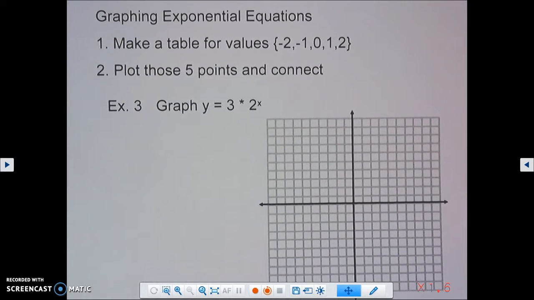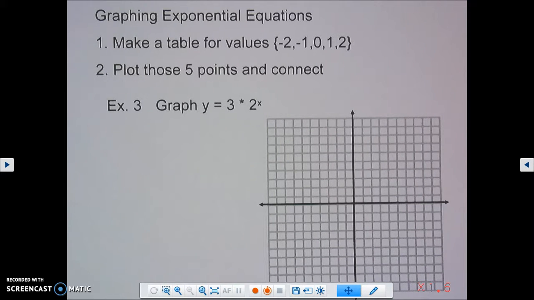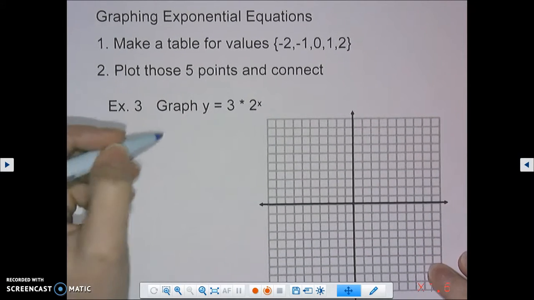We're going to use that evaluation to graph exponential equations. When you're doing this, you're going to be given an equation and asked to graph it. Every single time, we're going to make a table of values for the values -2, -1, 0, 1, and 2. We're choosing those because they're relatively small numbers, and with exponentials they can get really big really quick. We want to choose something that keeps the numbers small enough to graph on a graph of this size. So we're going to make a table for those, then plot all 5 of those points and connect them.